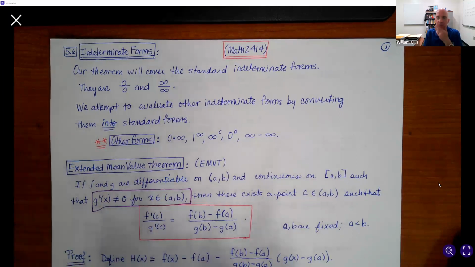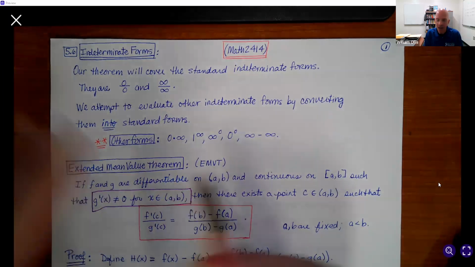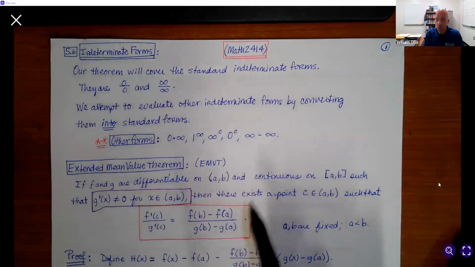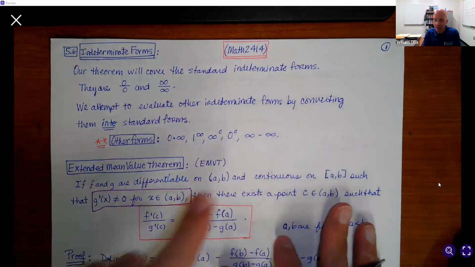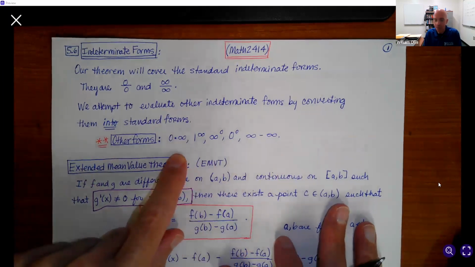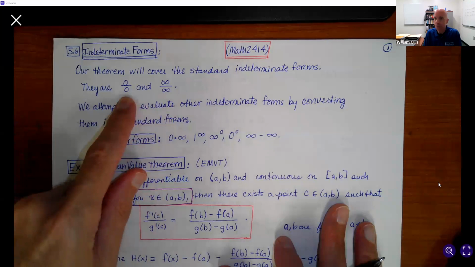Now, you might be thinking, how is this theorem going to allow us to work with these? Well, the algebraic manipulation that must occur is that these forms must be converted to one of these two.